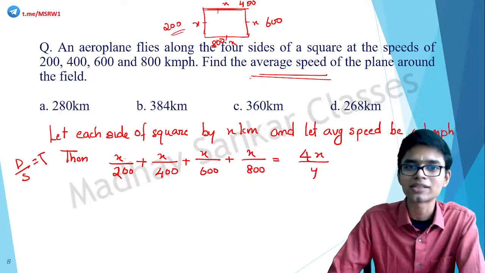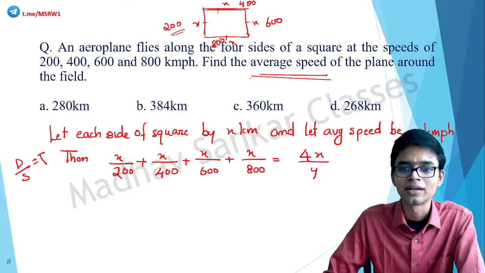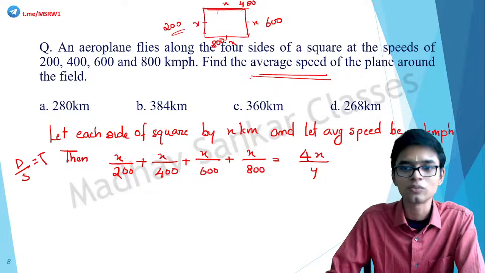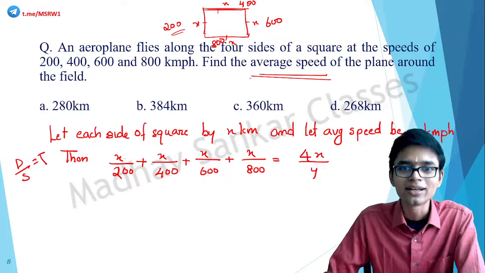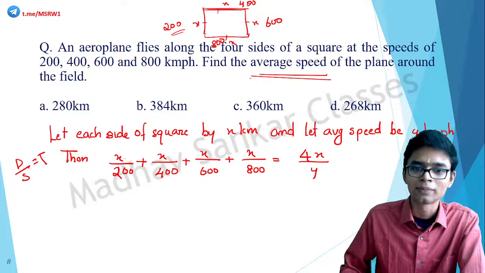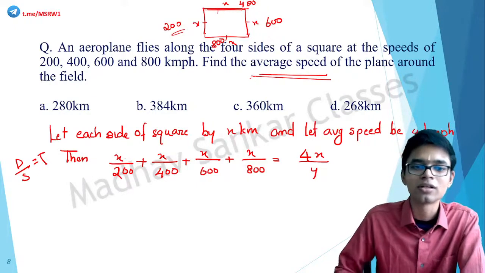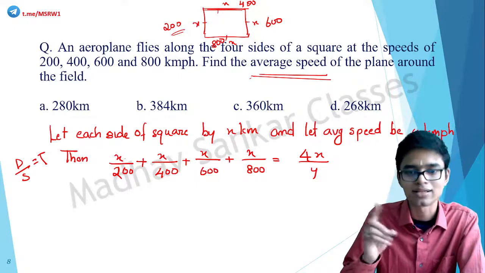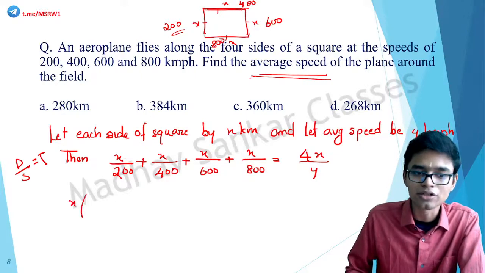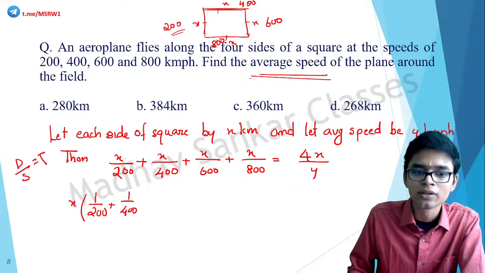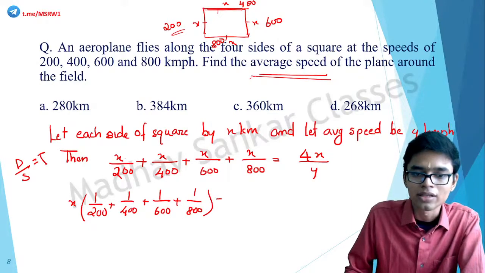Total distance is x plus x plus x plus x, that is 4x, divided by total speed, that is average speed, which is assumed as y. Okay, now simply solve for y. Because we have x on both sides of the equation, we can take it common and cancel it out. So x into 1 by 200 plus 1 by 400 plus 1 by 600 plus 1 by 800 is equal to 4x by y.